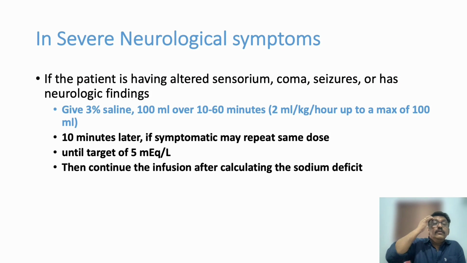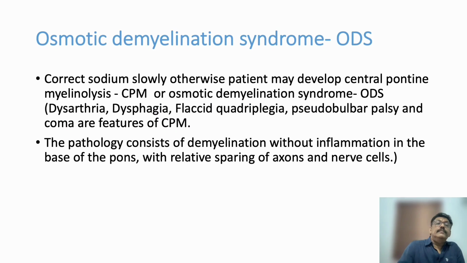In severe neurological symptoms, like when the patient is having severe altered behavior, coma, seizures, all these things, you can go a little faster. 3% saline, 100 ml over 10 to 60 minutes, 2 ml per kg per hour can be given. But that should be only in an emergency, like when a patient is having a seizure or severe neurological complication, then only you should correct in this fashion. Otherwise, never try to do this.